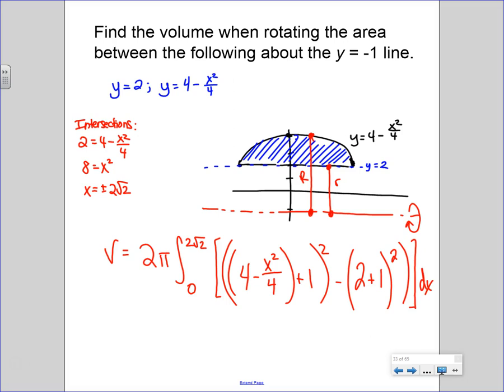Question, why am I being lazy? Why is there a 2 pi? It's symmetric, it's even, so therefore it can go from 0 to 2 root 2, which is way easier than -2 root 2 to 2 root 2. But I just have to double the region. I can double the volume the same way I double area when there's symmetry.